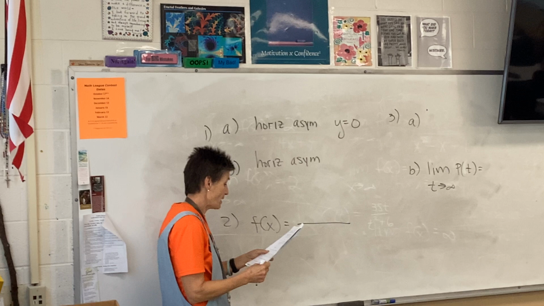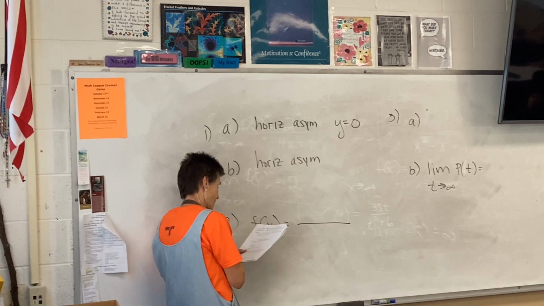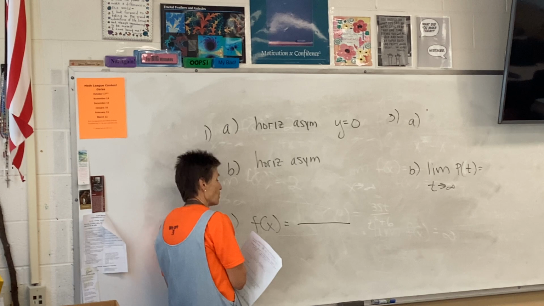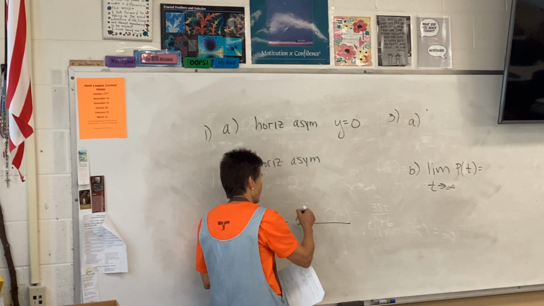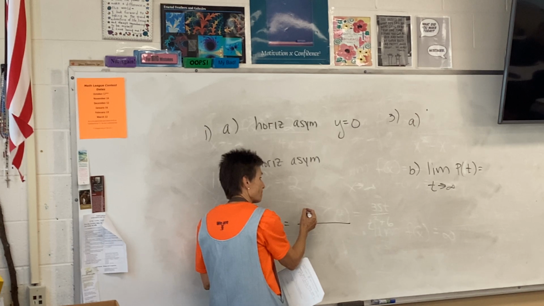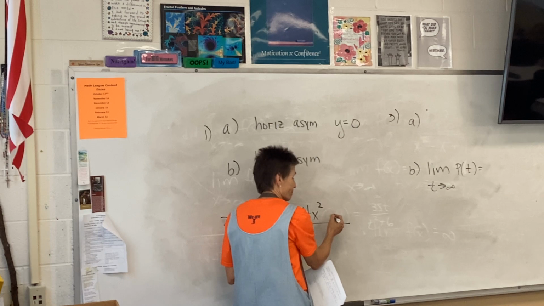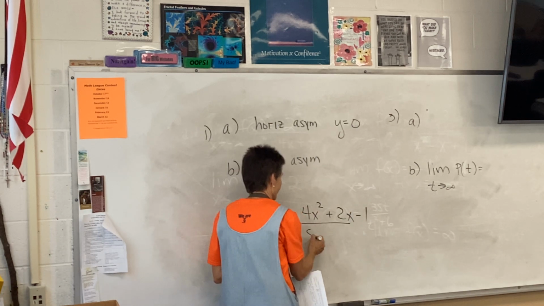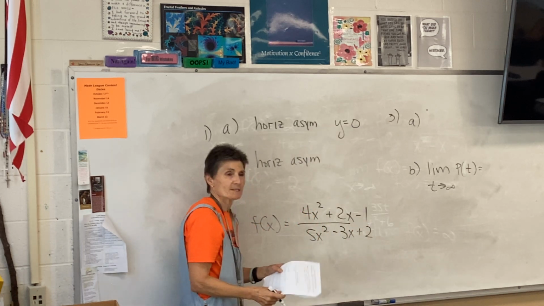All right, write the equation of any rational function where the limit as x approaches infinity is 4/5. So what did you come up with for that one? Rational, I gotta have a fraction, but what did you come up with? 4x squared plus 2x minus 1, and then 5x squared minus 3x plus 2. Okay, Patrick is dead on.